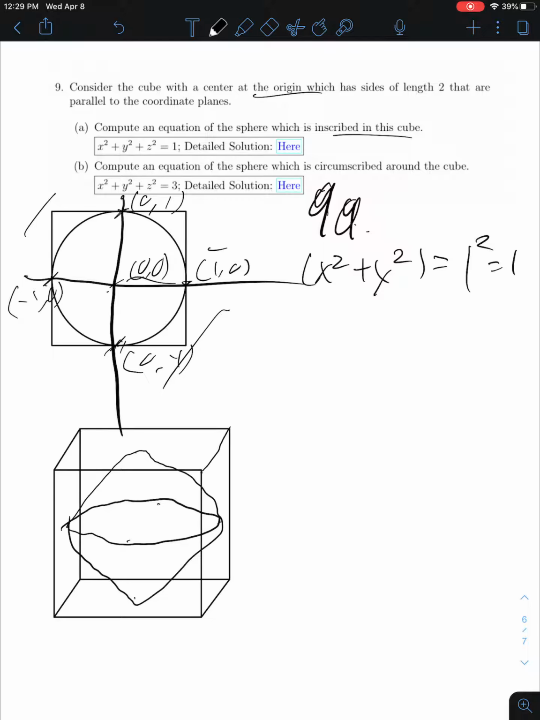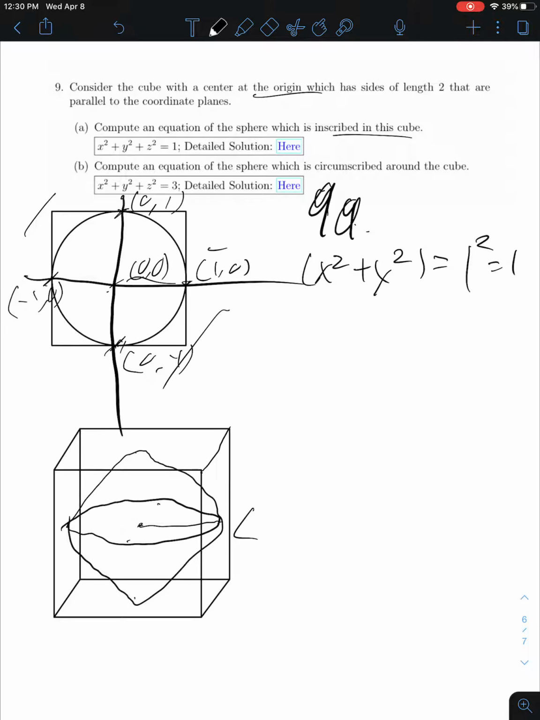My picture for when we're actually jumping up to the sphere case is a little bit less pretty, but we've got this sphere that's inscribed in this overarching cube.